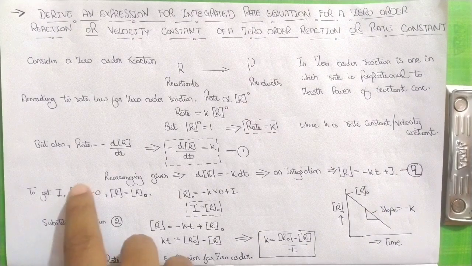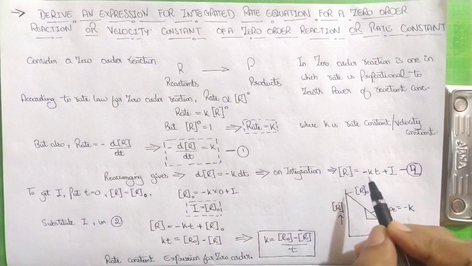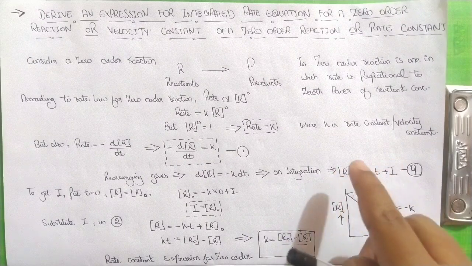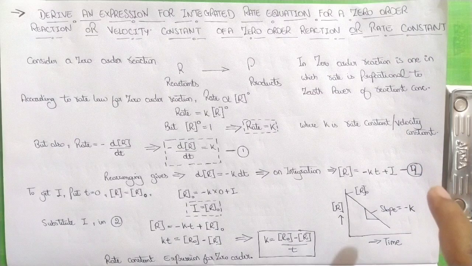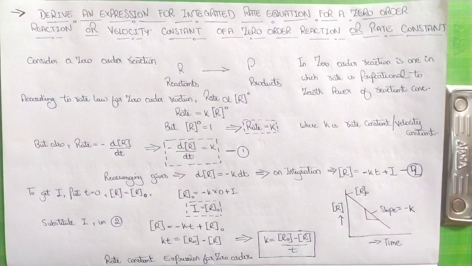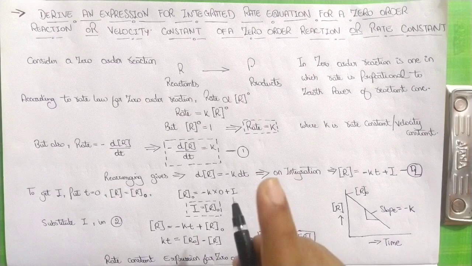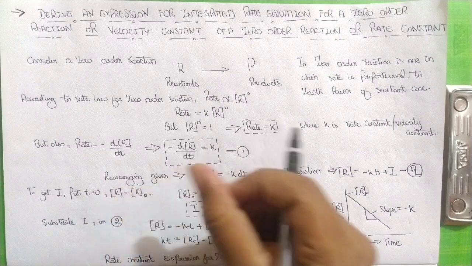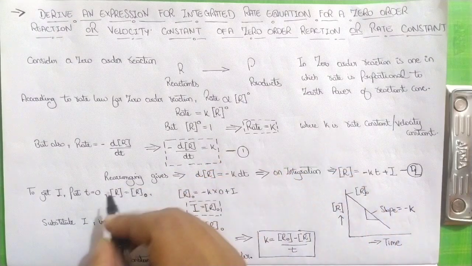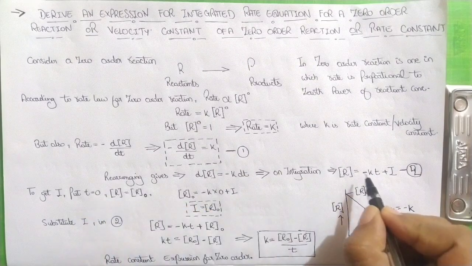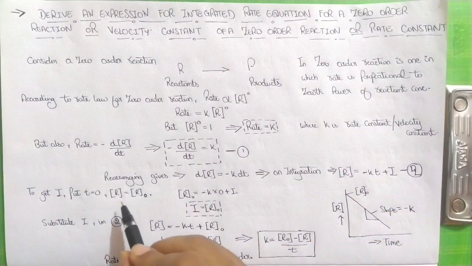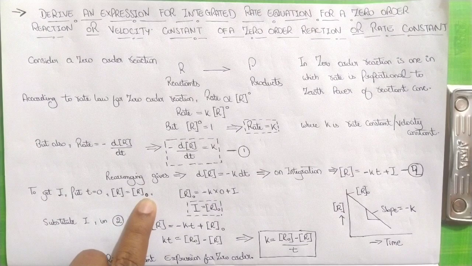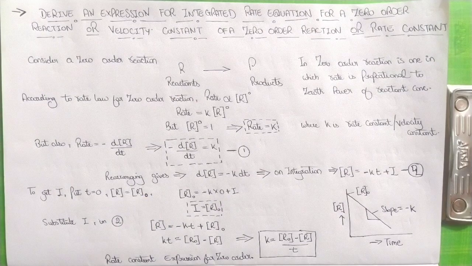To get I, we need to know R under some condition, such that if we substitute that condition into this equation, it will give you the constant I. We know the initial condition: at t is equal to 0, the moment when the reaction starts. At this initial condition, the initial concentration is R naught, represented as R naught.